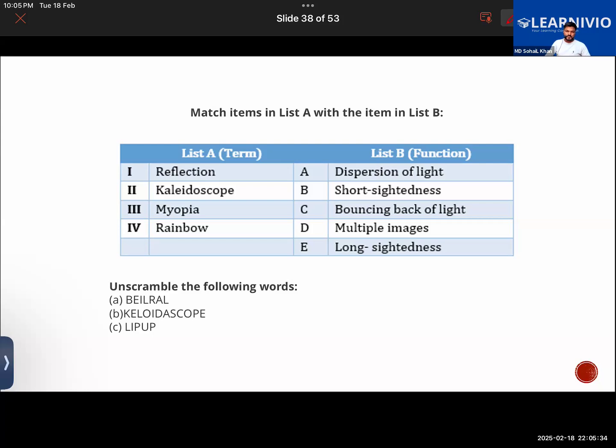Reflection is bouncing back of light. Okay. Kaleidoscope is multiple images. Myopia is short-sightedness, good. And rainbow is dispersion of light. Okay, now unscramble the given words.